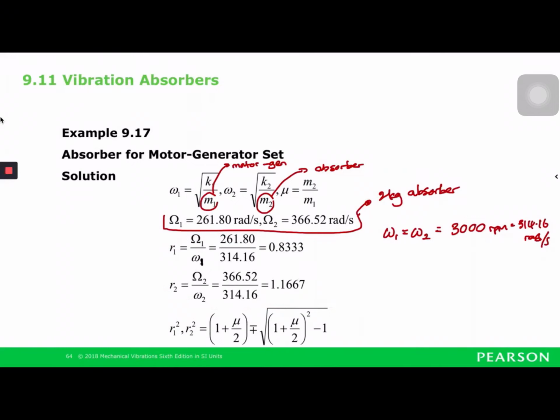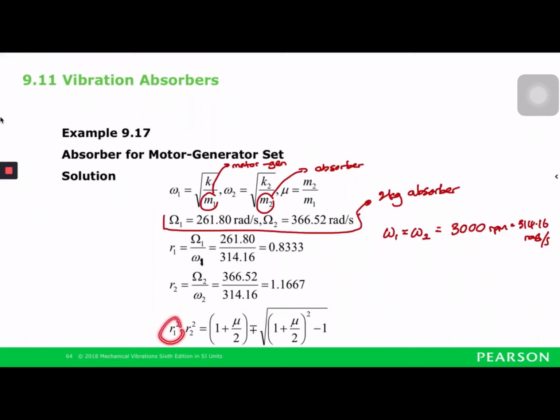Now before we can design a new absorber, we need to know all the specifications and parameters that are available for us to decide. So in this case, what we do not have is the mass of the generator set. So we can find that from mu here. Since we can take either R1 or R2, it doesn't matter.